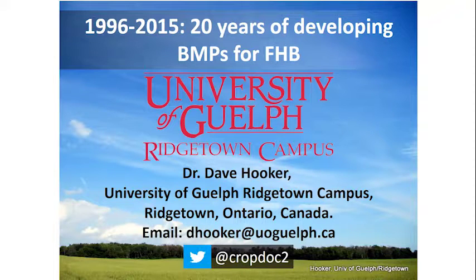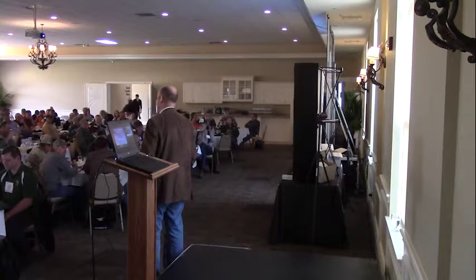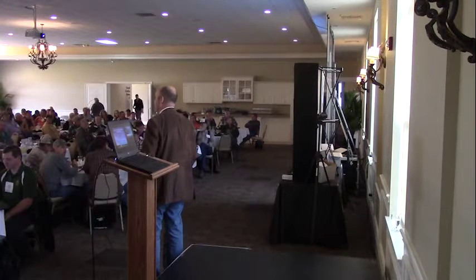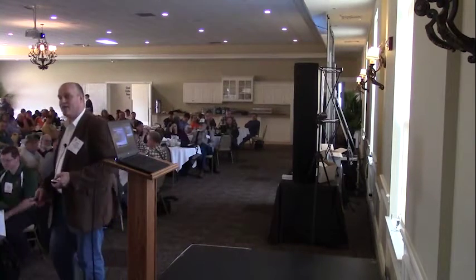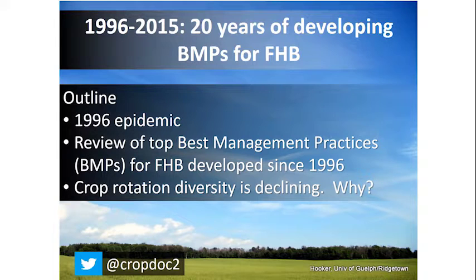So 20 years ago, that was the year 1996. And probably you remember 1996, for those of you who grew wheat in 96, that was an epidemic year in terms of Fusarium head blight infection and DON toxin in the wheat in Ontario. And I think the same case was true in Michigan as well. So we're going to talk about 1996, and then we're going to review the top best management practices.